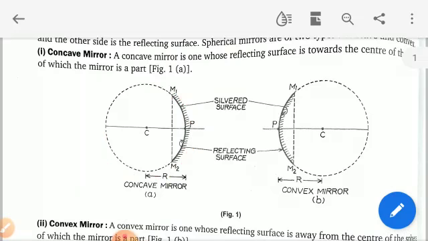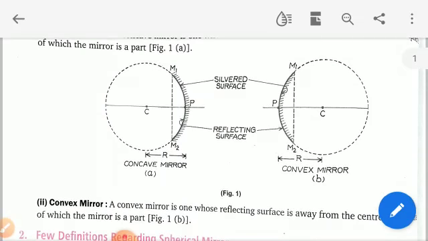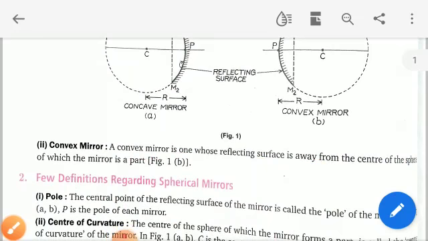Same thing, it also happened with the convex mirror, but a convex mirror is a mirror whose reflecting surface is away from the center of the mirror or sphere of which the mirror is a part. This is also a part of the sphere, but its reflecting surface is away from the center, you can see it is written here. Now there are few definitions regarding spherical mirrors.